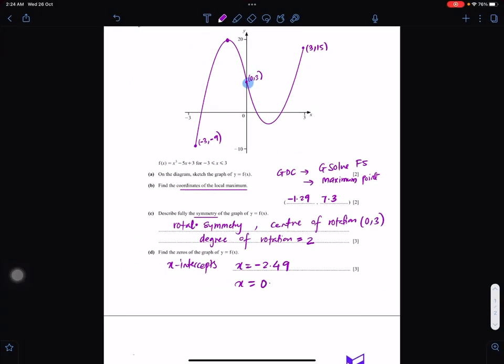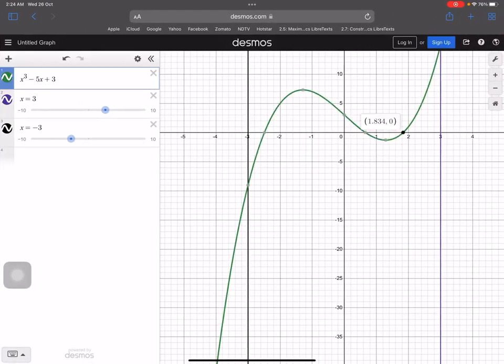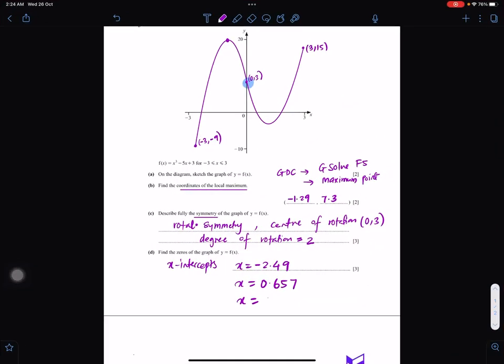So 0.657, and then the third x-intercept is at 1.834, taking it to 3SF. 1.83 is the third root. Basically those are the zeros, roots and x-intercepts, same thing. 3 marks, 3 x-intercepts.